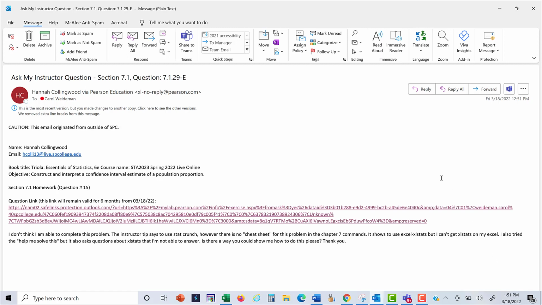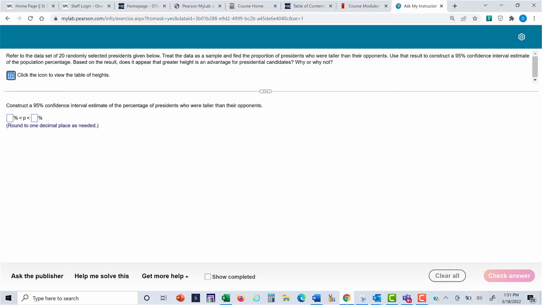So you actually have to look in the data set and count, of the 20 presidents in that data set, how many were taller than their opponent. So let's go ahead and take a look at the problem. Here it is. It says refer to the data set of 20 randomly selected presidents given below, treat the data as a sample, and find the proportion of presidents who were taller than their opponents. Use that result to construct a 95% confidence interval estimate for the population proportion.